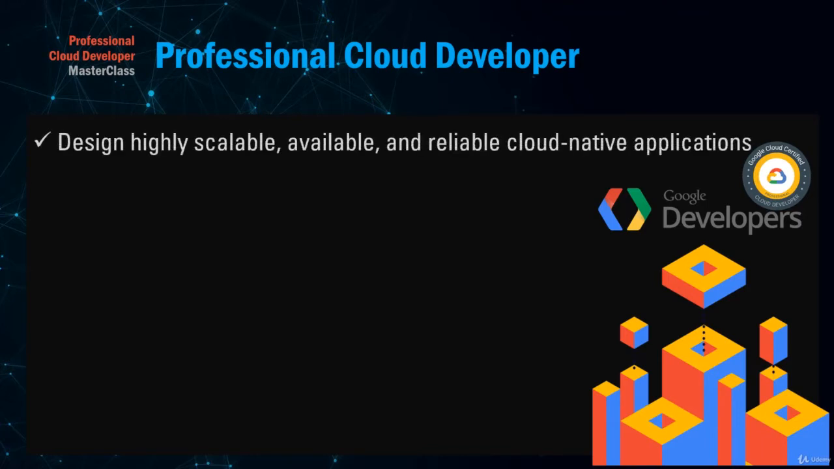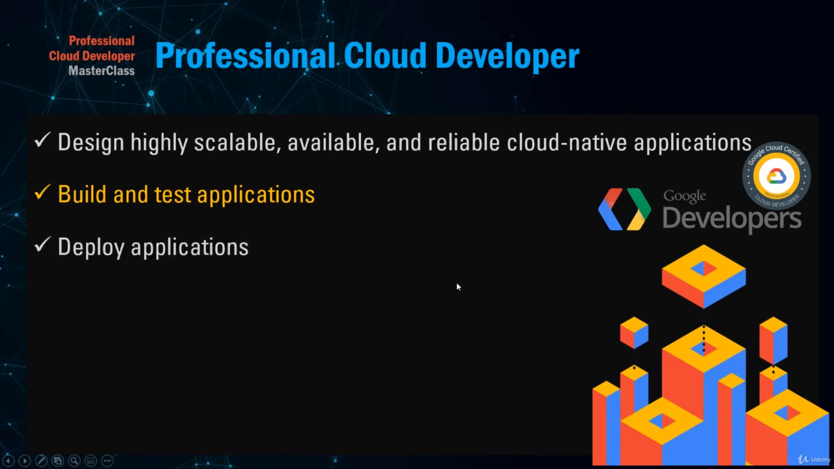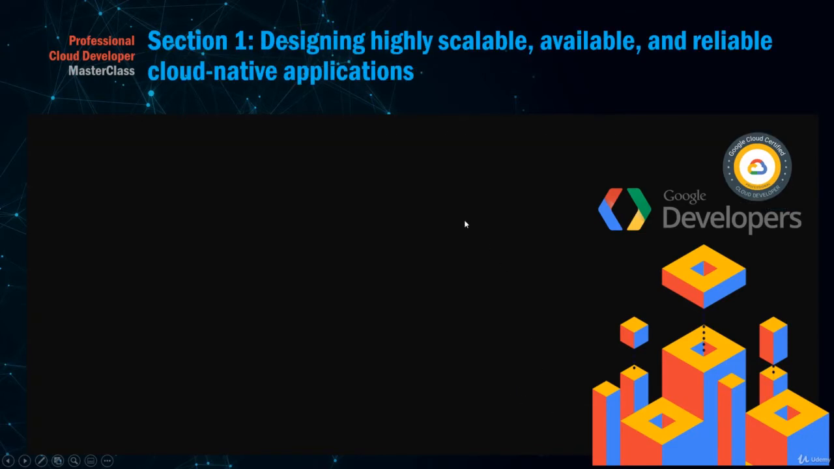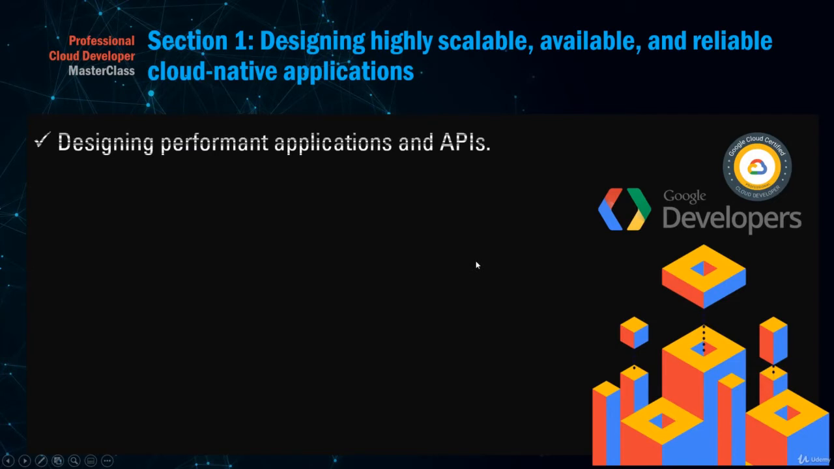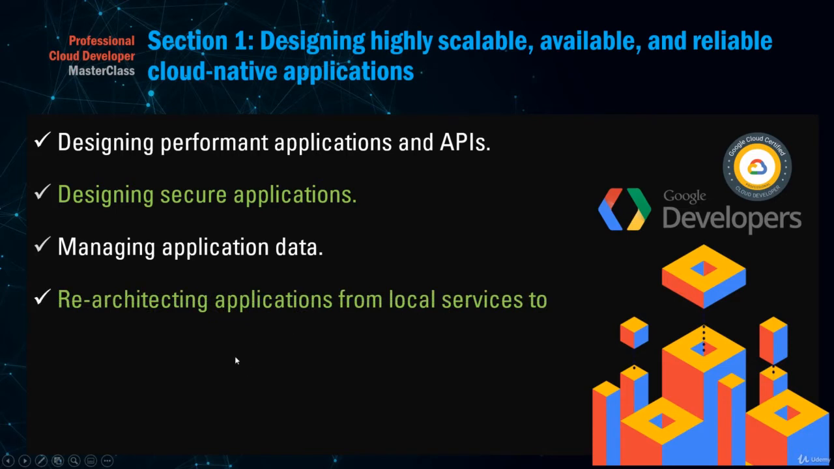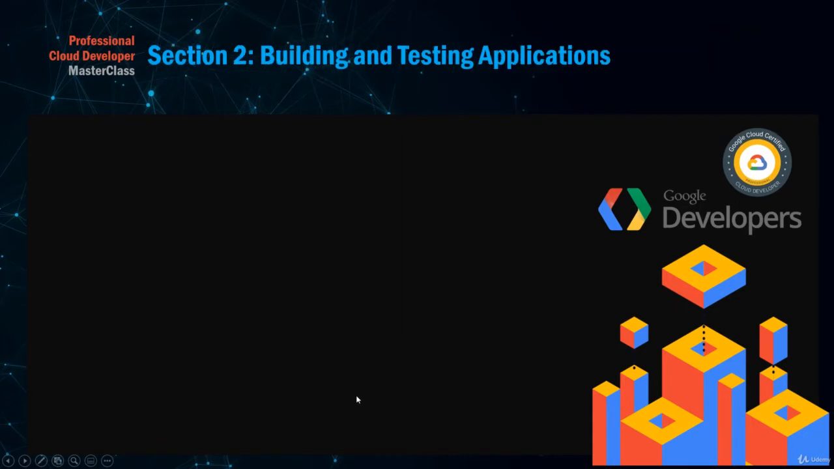At a high level, they expect you to understand highly scalable, available and reliable cloud native application design. Build and test those applications inside a cloud environment. Deploy applications in the cloud. Integrate cloud platform services. Manage application performance monitoring. In the first section, design highly scalable, available, reliable cloud native applications, they expect you to have a good understanding of performant applications and APIs, how to design secure applications, manage application data, and re-architect applications from local services to Google Cloud Platform or any cloud platform.